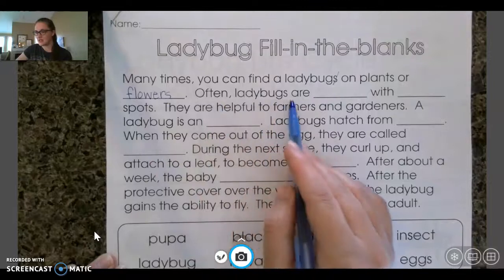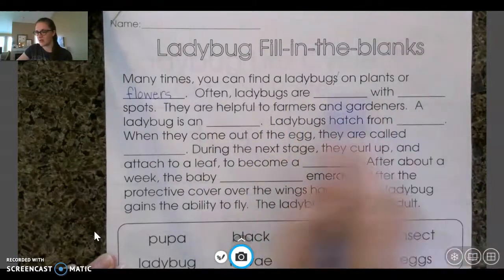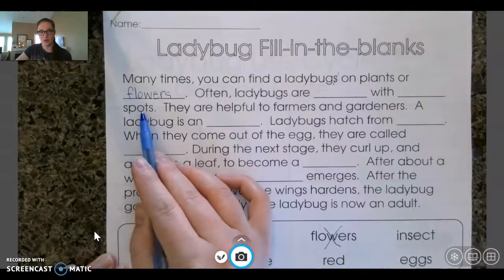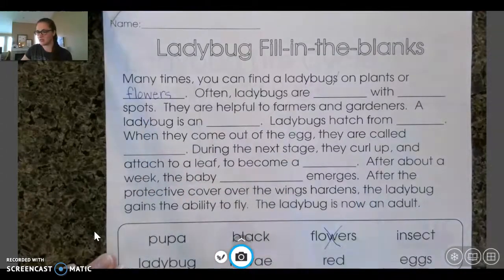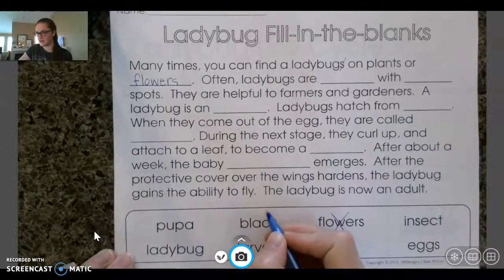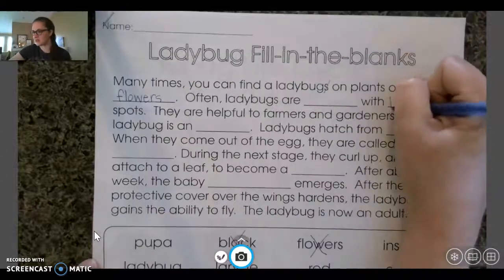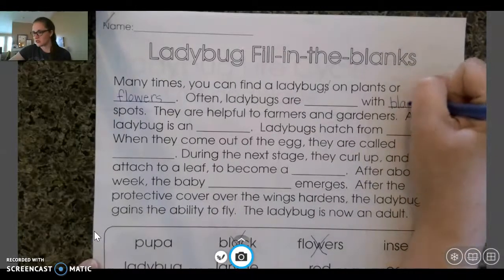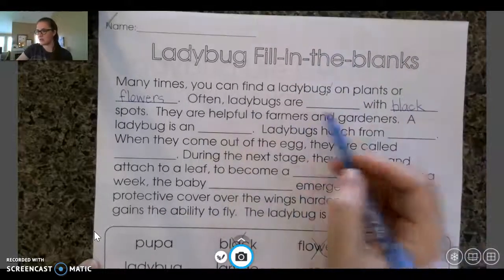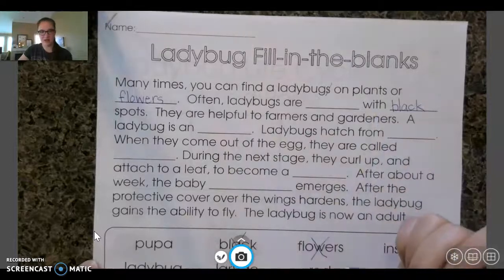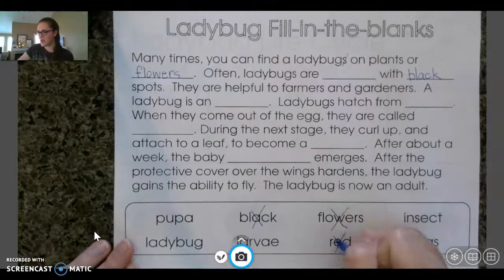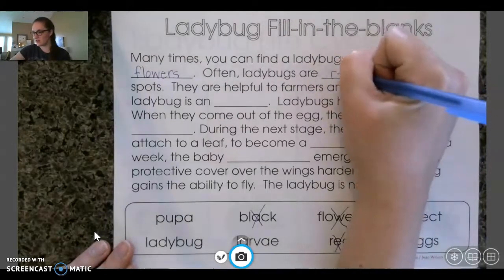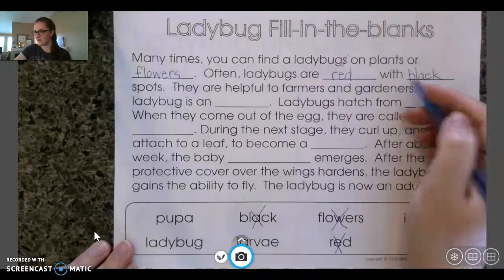Often, ladybugs are blank with blank spots. I bet you know what color spots they have. What are their spots? Their spots are black. So we're going to use black for the spots. So what do you think the other blank was? Ladybugs are blank with black spots. What goes with the black spots? The color red. Often ladybugs are red with black spots.